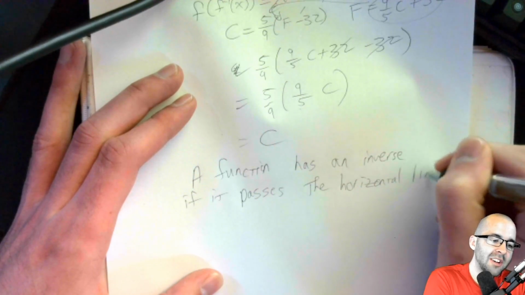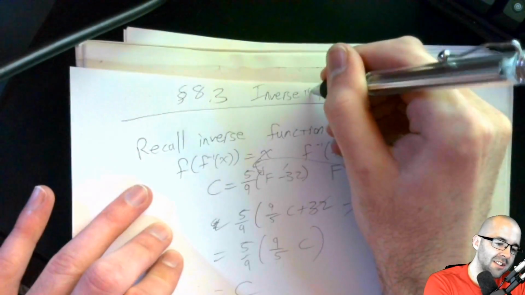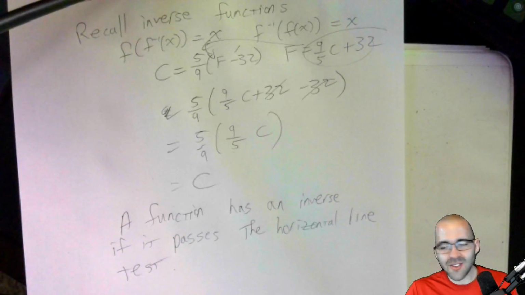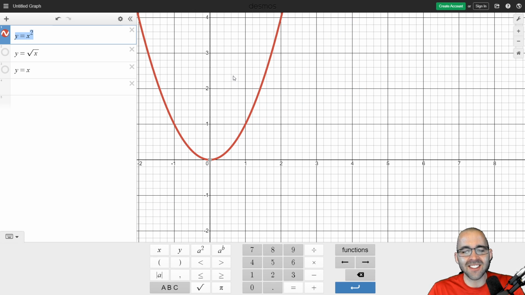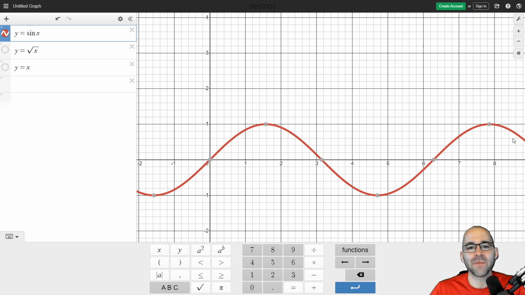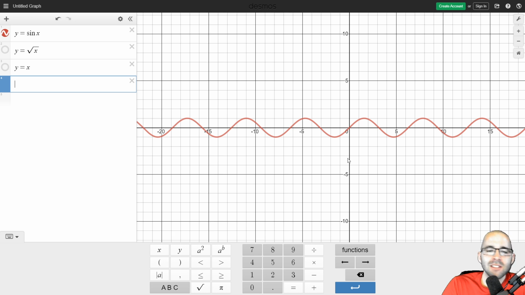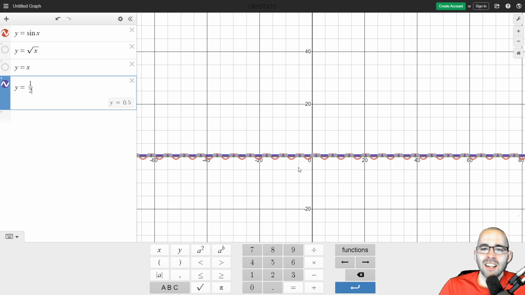So we're talking about inverse trig functions. A function will have an inverse if it passes the horizontal line test. So, my friends, let's look at the graph of sine of x. Does this function pass the horizontal line test? The horizontal line test says for any horizontal line, we want it to cross the function only once. Let's see. We have a horizontal line here that crosses 1, 2, 3, 4, 5, 6, 7, 8.